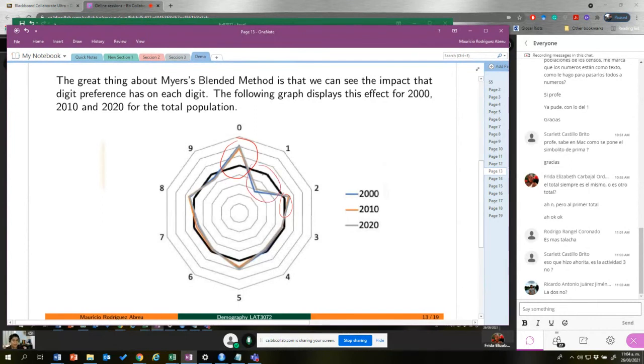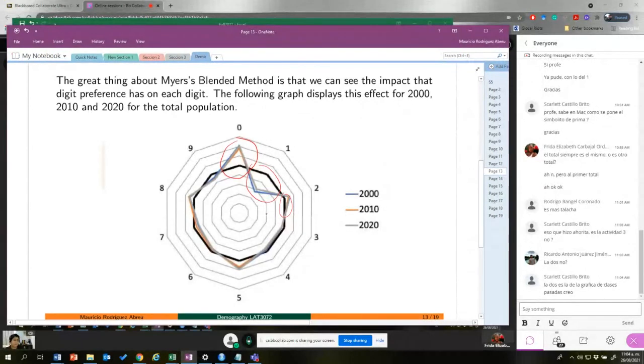And I like this chart because it helps visualize what is happening. Yes, we have some rejection of 3 and 4, but again, it's not that big. But rejection of 1 is crazy, right? Oh yes, thank you, Scarlett. Yes, activity 2 is logistic and Gompertz. Activity 3 is this.